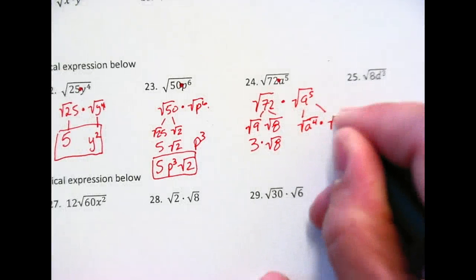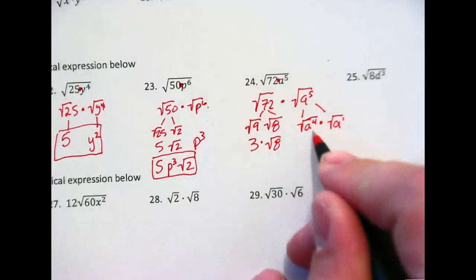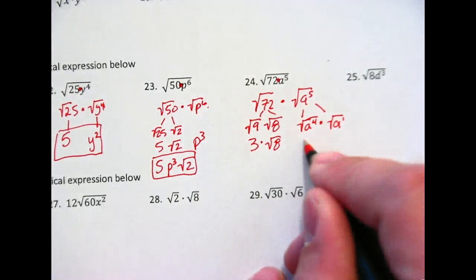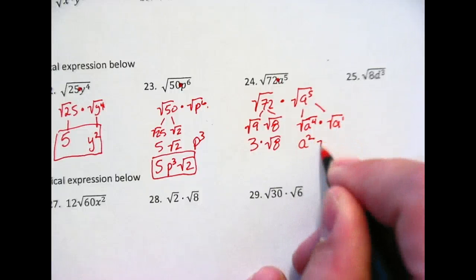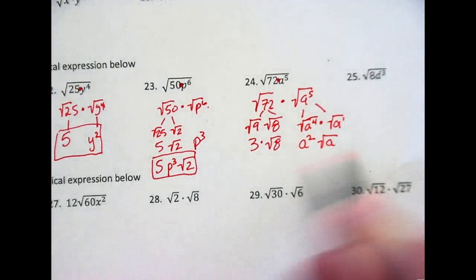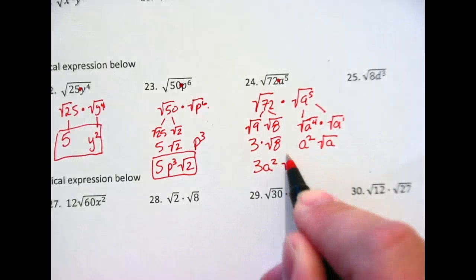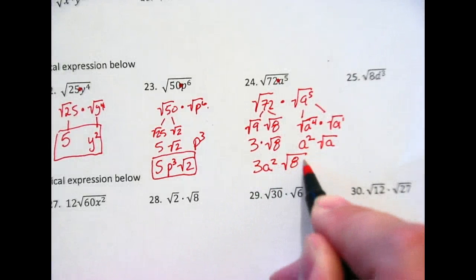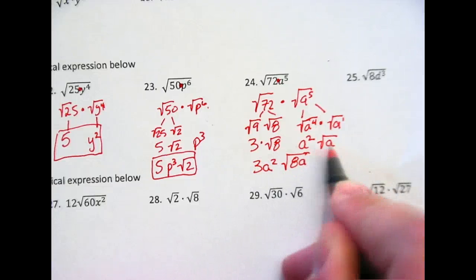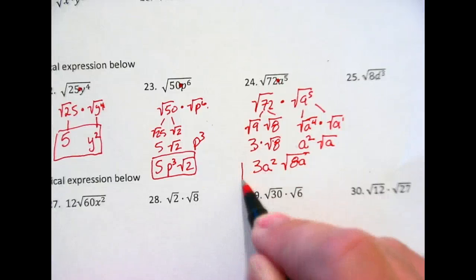Times a to the first. What is the root of a to the fourth? A to the second. And a to the first we just call root a. You've now simplified a to the fifth. You put it all together now. So you have 3a squared and root a 8a. You put the roots in the same radical and the stuff on the outside.